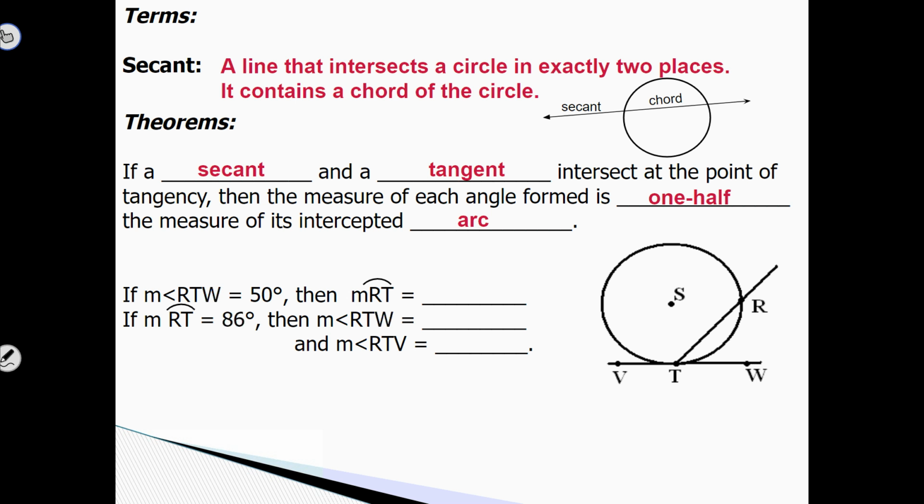So they have this picture drawn for us, and they give us a couple of examples to work through here. This first one says if the measure of the angle RTW, that's this angle here, is 50 degrees, then they want to know the measure of the arc RT. Normally they give us the arc and we half it to find the angle. This time they gave us the angle, so what can I do to find the arc? Very good. So if the angle is 50, what's the arc going to be?